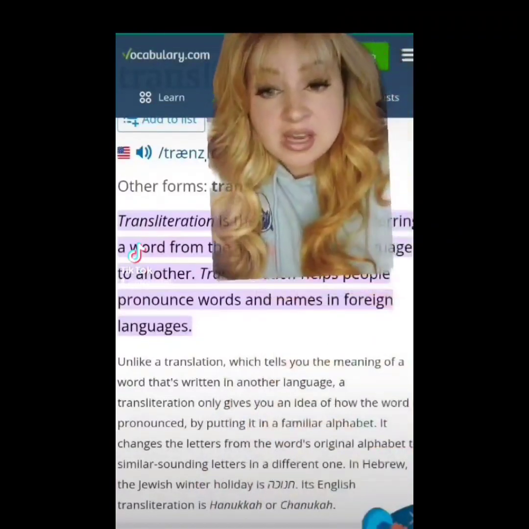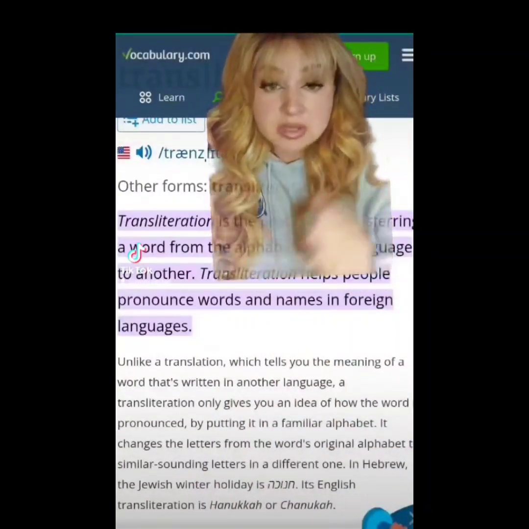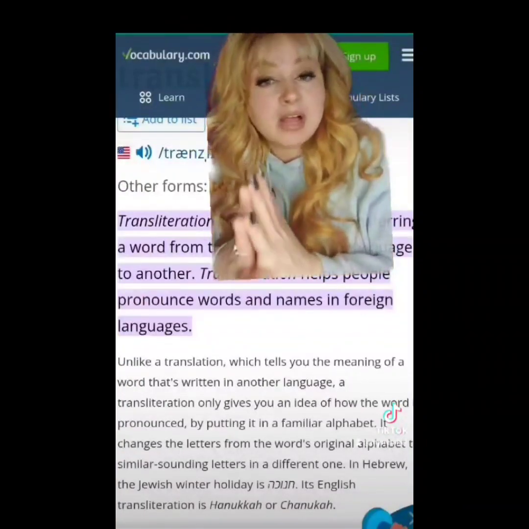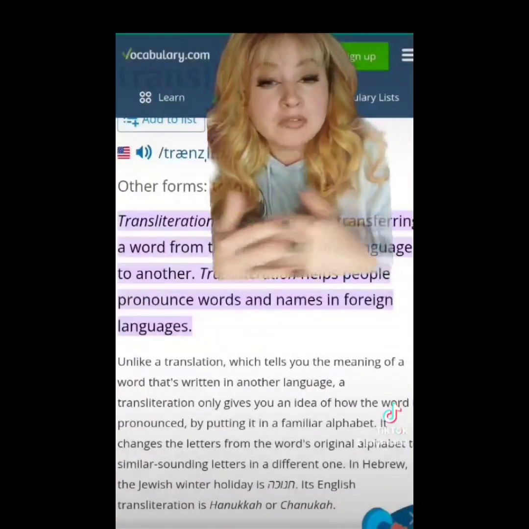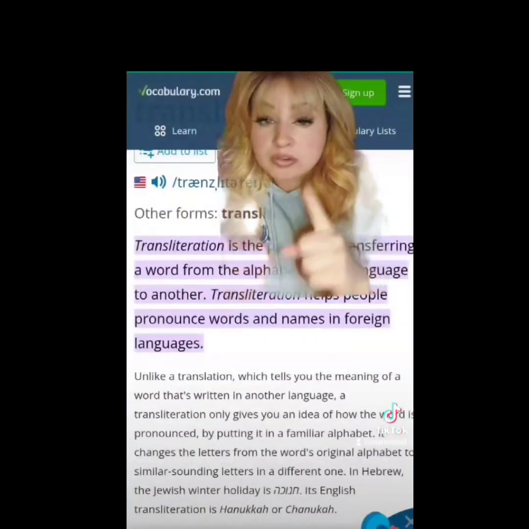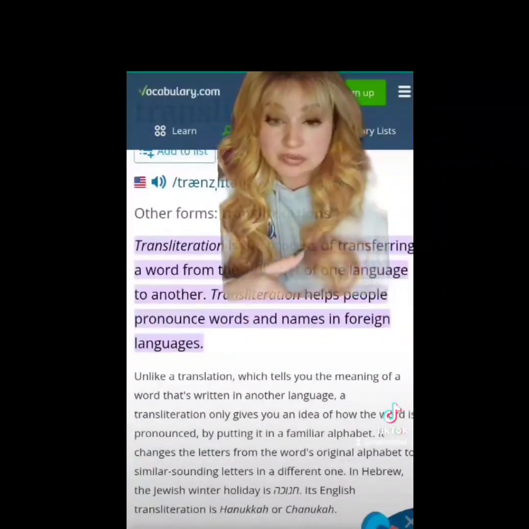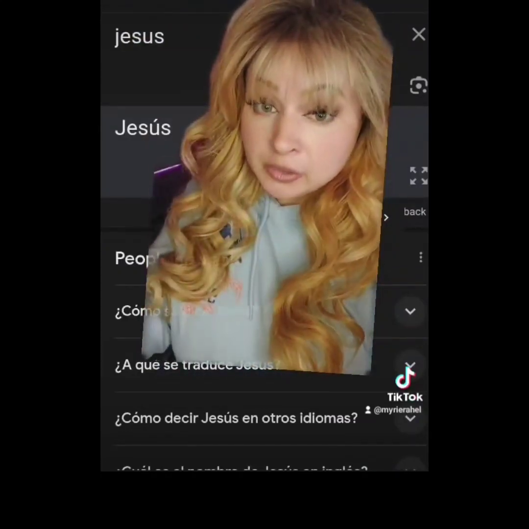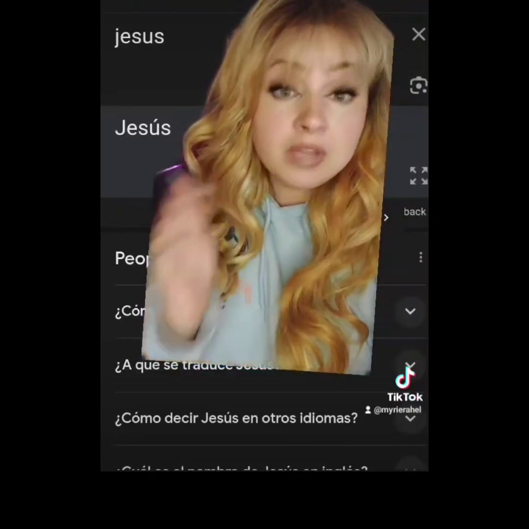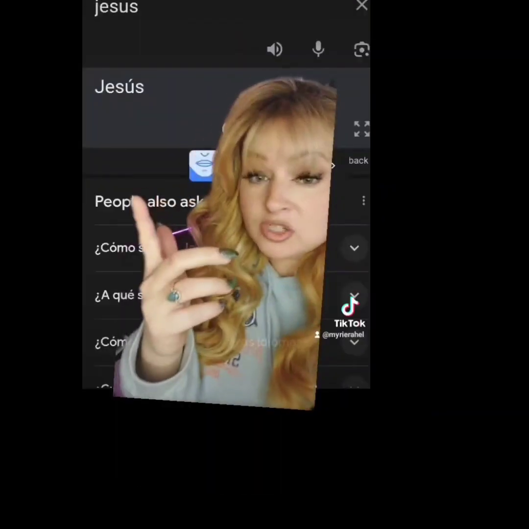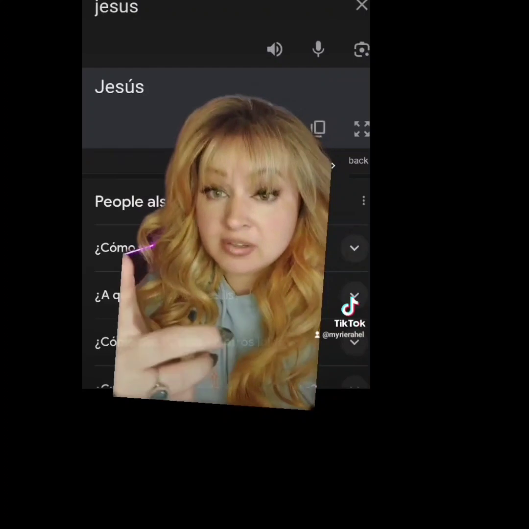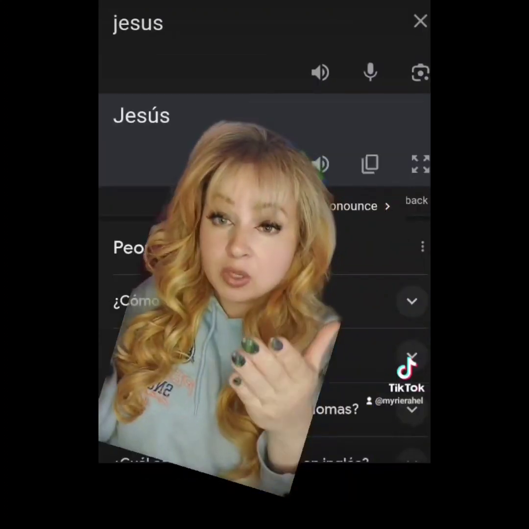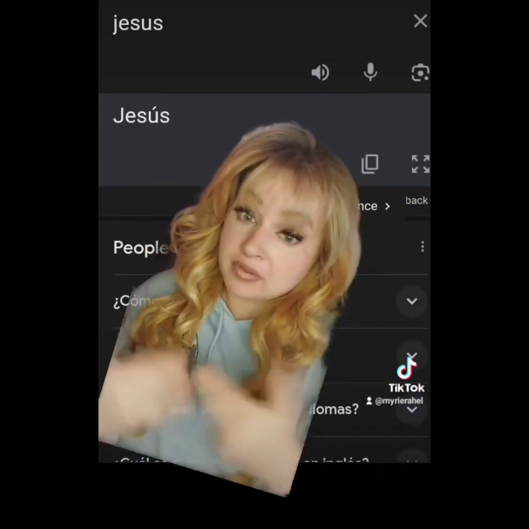Now here's the key difference. Unlike a translation, which tells you the meaning of a word that's written in another language, a transliteration only gives you an idea of how the word is pronounced by putting it in a familiar alphabet. It changes the letters from the word's original alphabet to similar sounding letters. So when translating a name from one language to another, you might have to transliterate it into the sounds of the alphabet of the language that you're translating. And here's one such example. English, Jesus, to Spanish. Now in Spanish, they would say Jesus, right? That's because even though they're spelled the same, the J is not pronounced the same way.